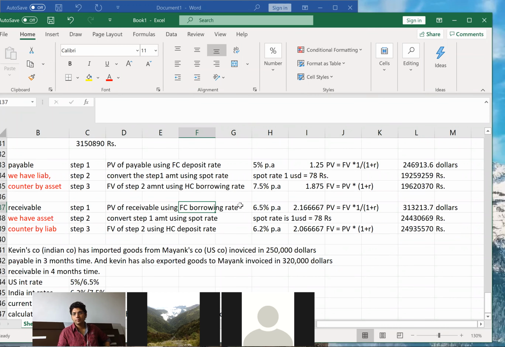If I borrowed in USA, I'll have to deposit it somewhere. If I borrowed in USA, I'll deposit in India. So in step 3, you'll use home currency deposit. So it is just about the logic, which rate to use in step 1 and which rate to use in step 3.